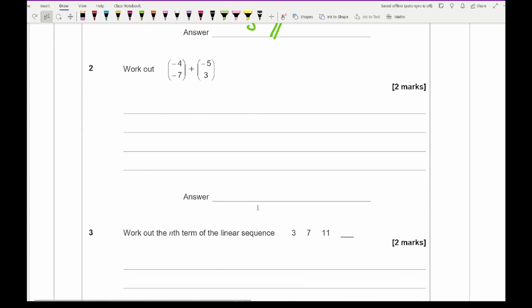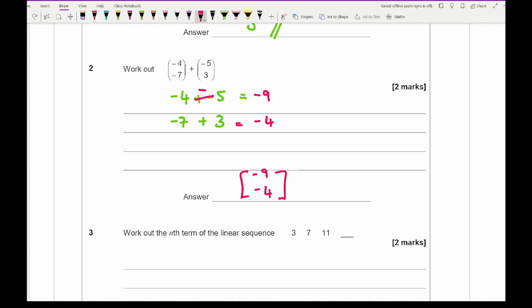Then moving on to question 2, here we've got some column vectors. So here all we need to do is just do minus 4 plus minus 5 and then do minus 7 plus 3. Now minus 4 plus minus 5, well that becomes a minus. So minus 4 minus 5 is minus 9. And minus 7 plus 3 is minus 4. So the column vector for our answer here is going to be minus 9 and minus 4.